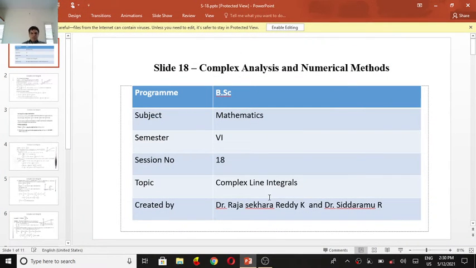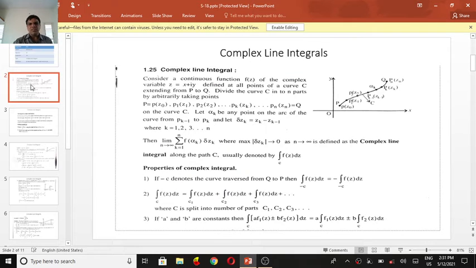Now I come to lesson 18. Lesson 18: the complex line integral. We already know from session 17 what the definition of an integral is and what the method is for complex integration. Now we come to session 18, the complex line integral.